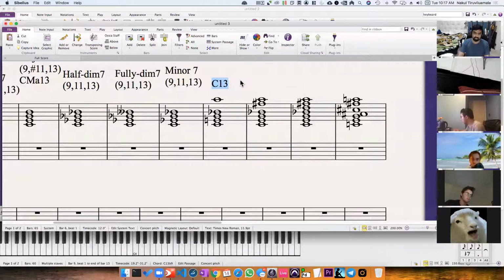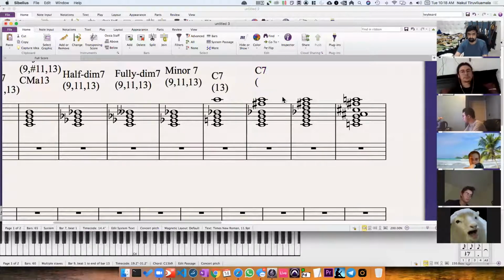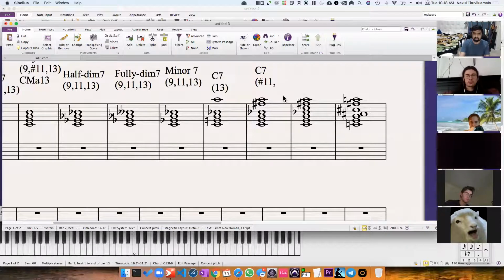So let's analyze this in the old-fashioned syntax. So I have a C7 plus what? 13. 13, exactly. Okay. How about here? I have a C7. It's the underlying 7th chord, plus I've got what? Sharp 11 and 13. Sharp 11 and 13. Great. Okay, great. So now let's take a look at this one.